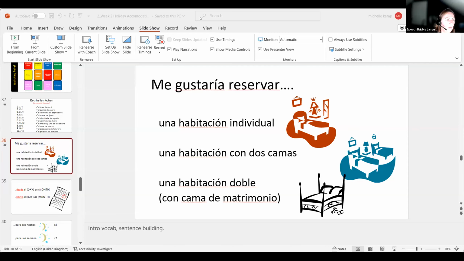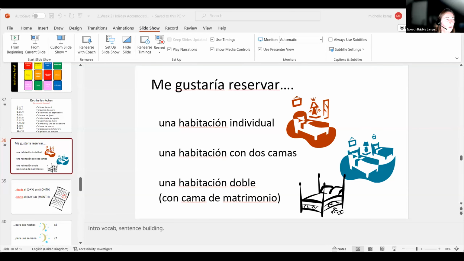Okay. Just going to get to our next bit. We were working on where do we stay. Now, a couple of things just to have a look at in terms of where we stay. We've looked at some hotels and a few other places, ¿dónde te alojas?